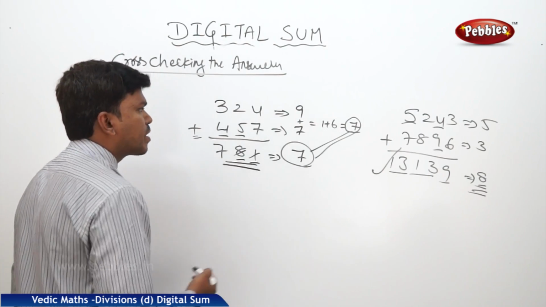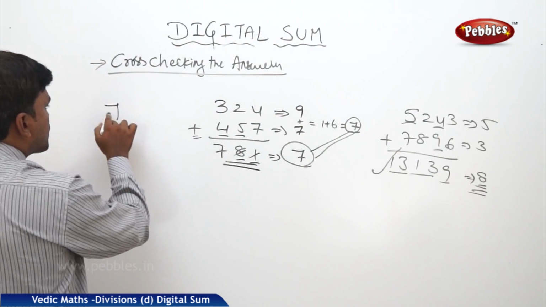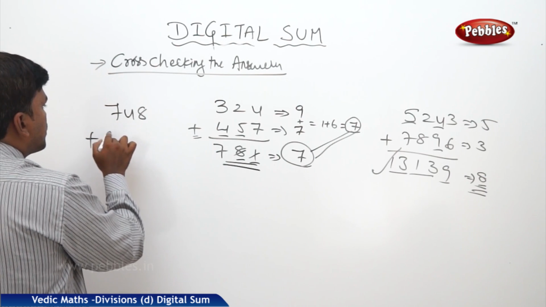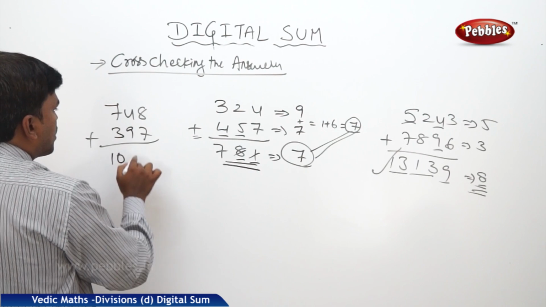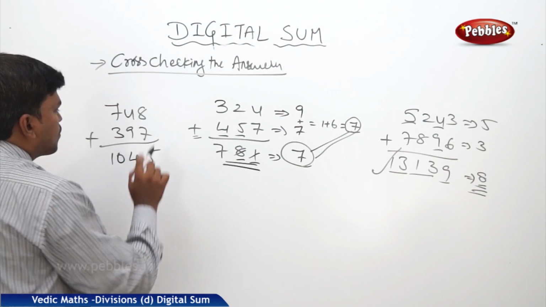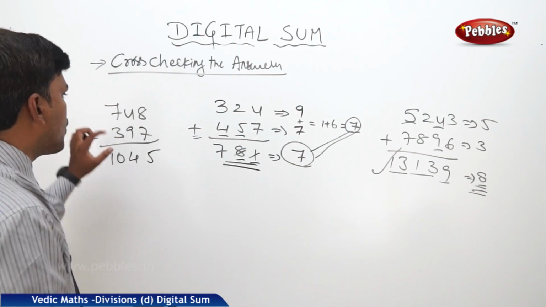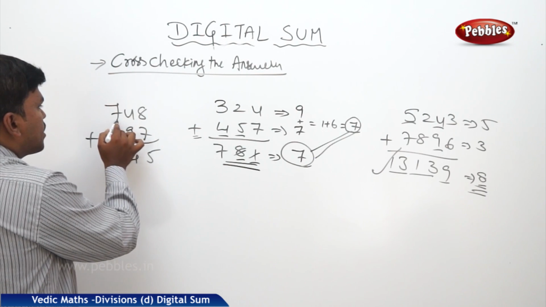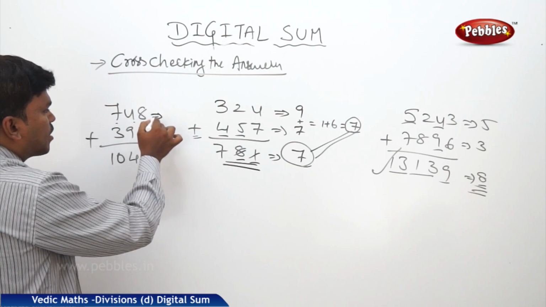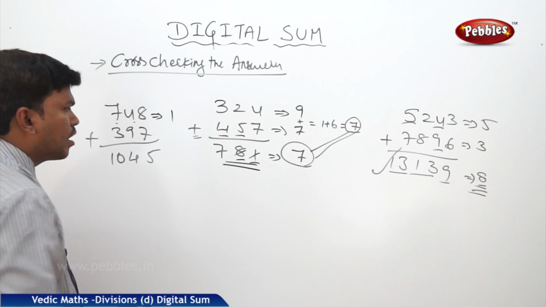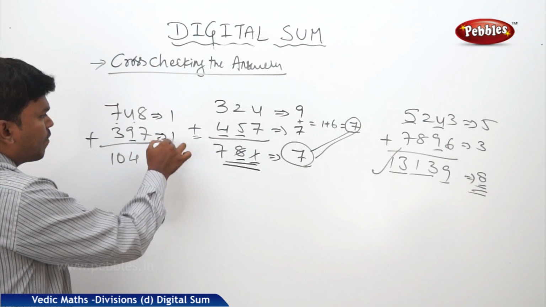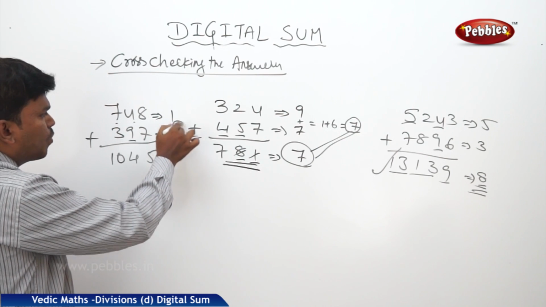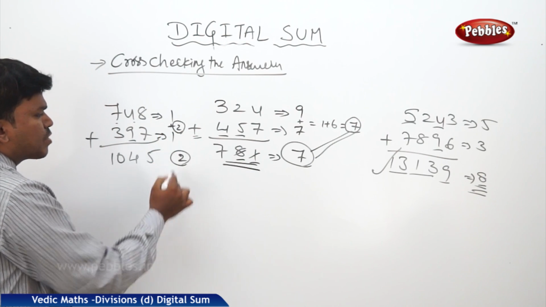Understand? One more example. Suppose 748 plus say 397. I want to add this one. 10 but 4 5, 1045. I got 1045. Now I want to cross check this one. Okay, 7, 4, 11, 11, 8, 19. 19 means the digital sum is 1. Okay, here 9 you can ignore. 3 plus 7, 10, again 1. 1 plus 1 is how much? 2. So I should have the digital sum as 2.